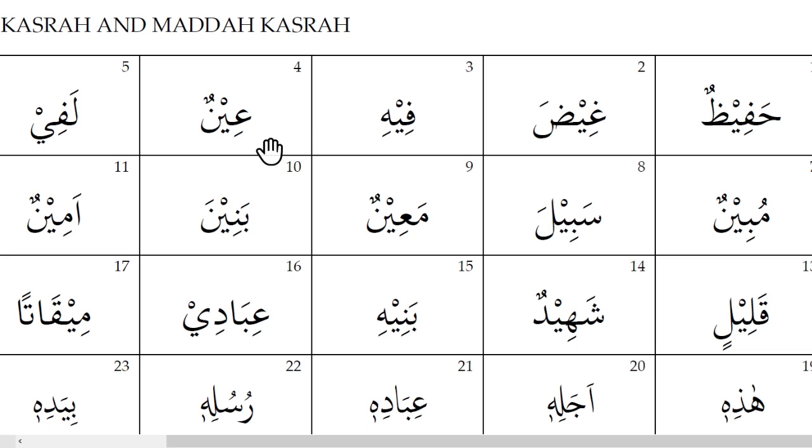Right, next one, number 4. Nun. Long in the beginning, then short, nun. So one more time, nun. And number 5, short in the beginning, so la, then long in the end, fi, la fi.